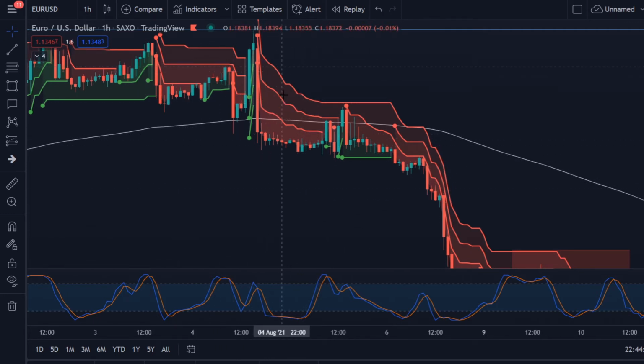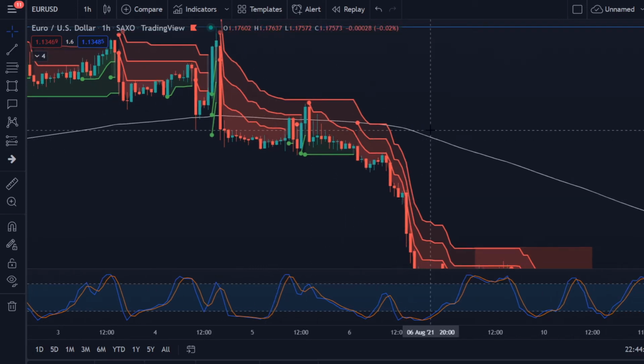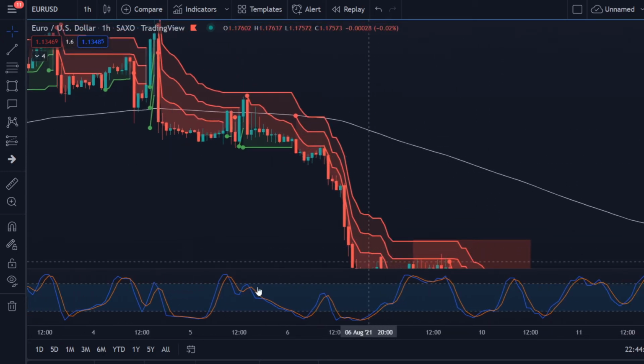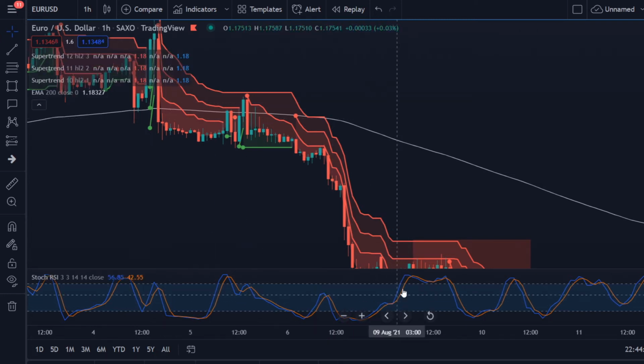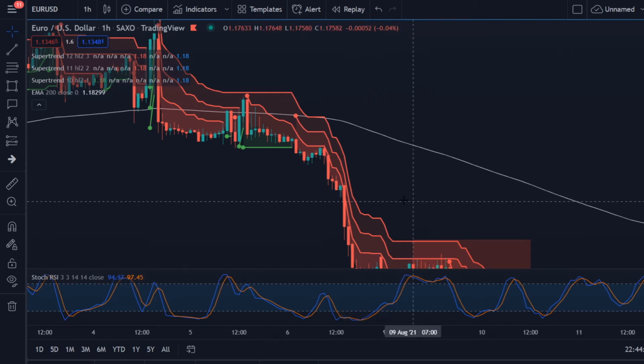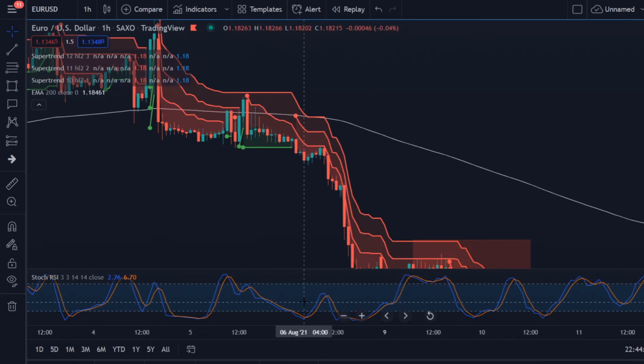As you can see, the supertrend indicator identifies the trend. We also have the 200 exponential moving average that identifies the long-term trend, and then we have the stochastic RSI, and that shows when we need to enter the trade, when we take our entries, when we take our positions. This indicator is an oscillator, which means that we have overbought and oversold zones. When it's overbought, it's above the 80. When it's oversold, it's below the 20.